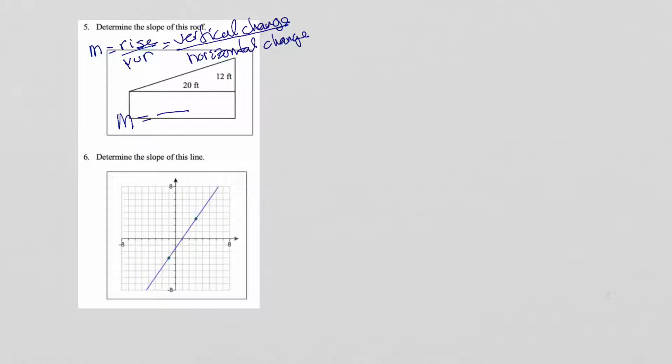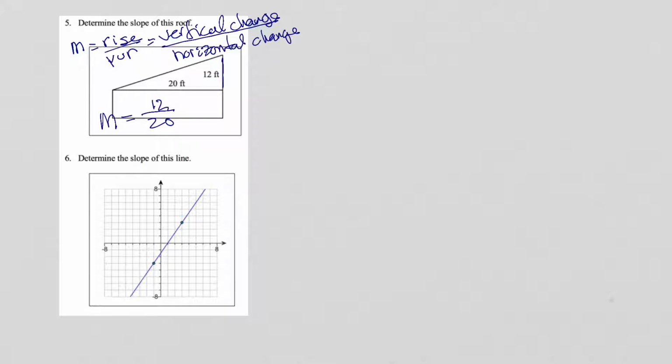Now, the vertical change, you can see here, we start at this point. Okay, let's do the horizontal change first. Since we're going to start at this point and go to this point, the horizontal change is going to be 20. So we're going to go to the right 20, so positive 20. And then we're going to go up 12. So we will say that the rise then is 12 over 20. The vertical change is 12. Horizontal change is 20. And now we can reduce this.